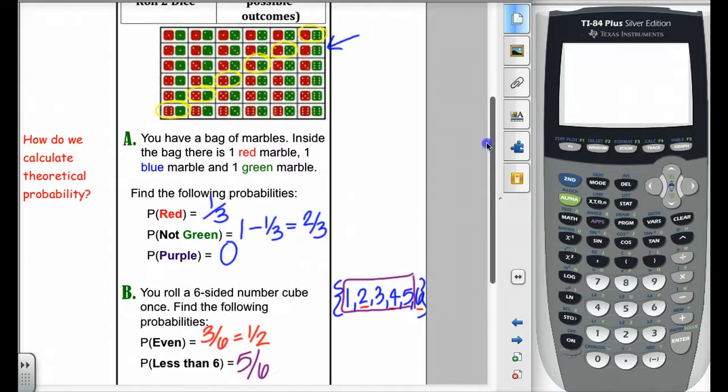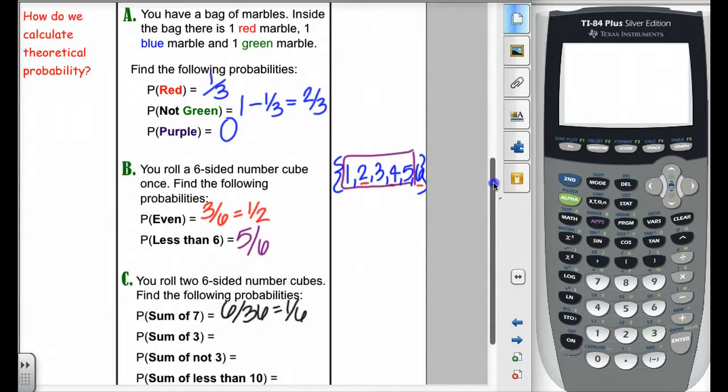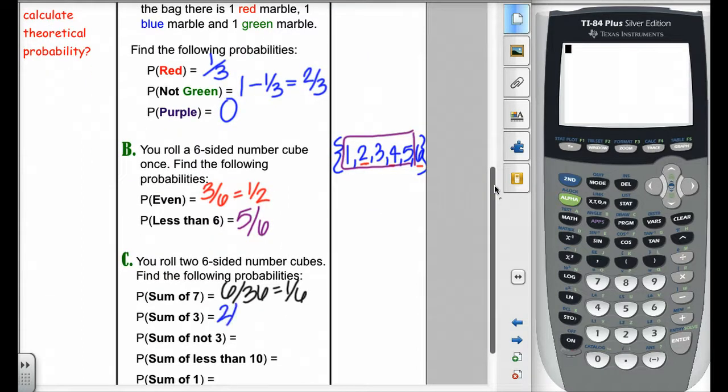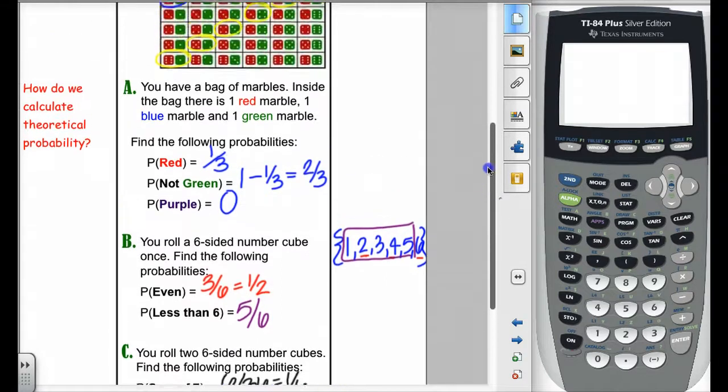Probability for a sum of 3. When I look here, I see that 1 and 2, and 2 and 1 are the only ways I can get 3. That's 2 of them out of 36. Both of those can be divided by 2 to get 1 out of 18. A sum of not 3. Well, we already have the sum of 3, which means I need to take 1 minus 1/18, which means my probability of getting a sum that is not 3 is 17/18.